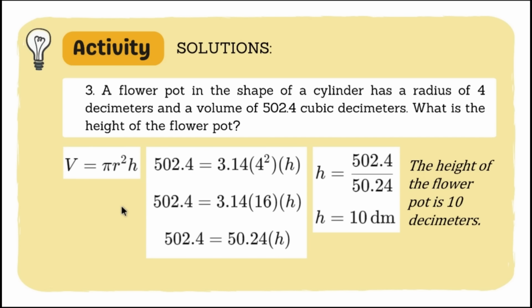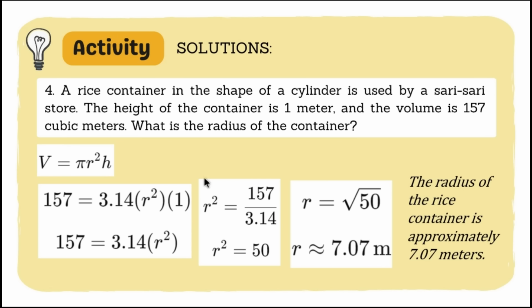In number 3, ang hinahanap natin dito is height. Okay, therefore, you can still use the same formula, but you will just divide yung ating volume by the product of pi and radius. Okay, therefore, makukuha mo si 10 decimeters. Next, number 4, we have here, the answer for it is 7.07 meters.